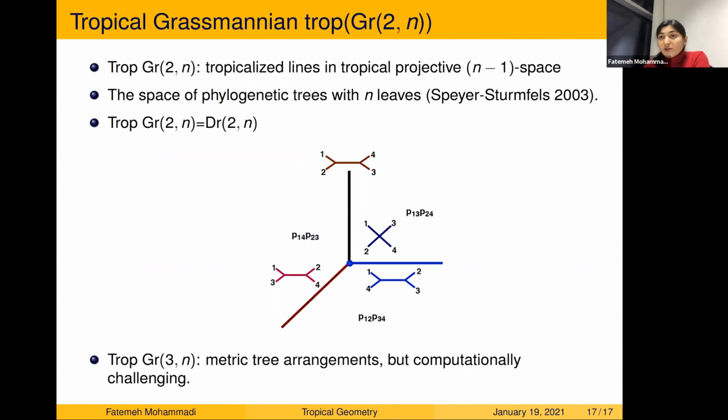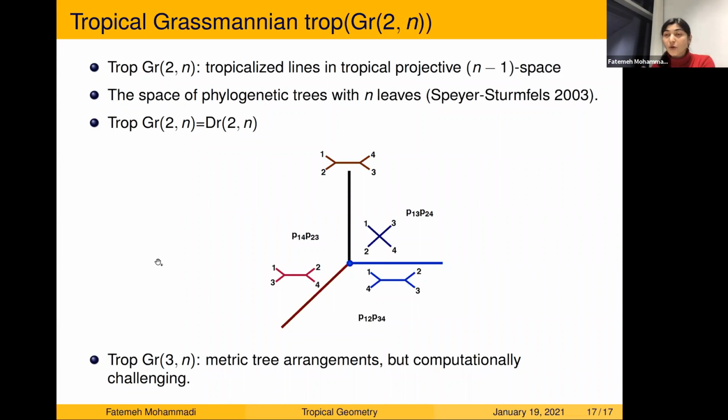And these tropical Grassmannian 2n are particularly nice because they represent the space of phylogenetic trees with n leaves. Every point in the tropical Grassmannian 2n represents such a metric tree, and if you look at the distance between the leaves i and j, that tells you the coordinate Pij in your Plücker vector. So here we have the equality, and that's why everything works super nicely in the case of Grassmannian 2n.